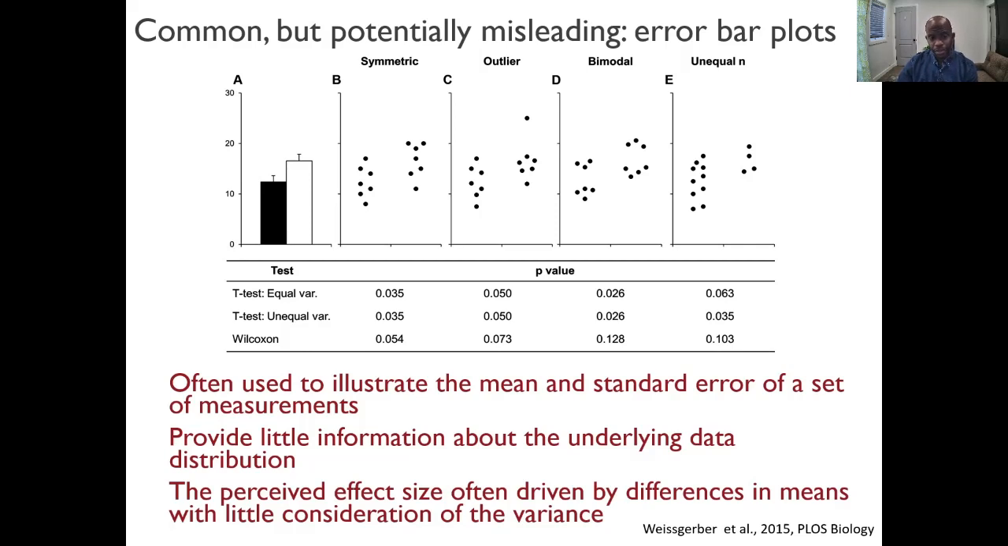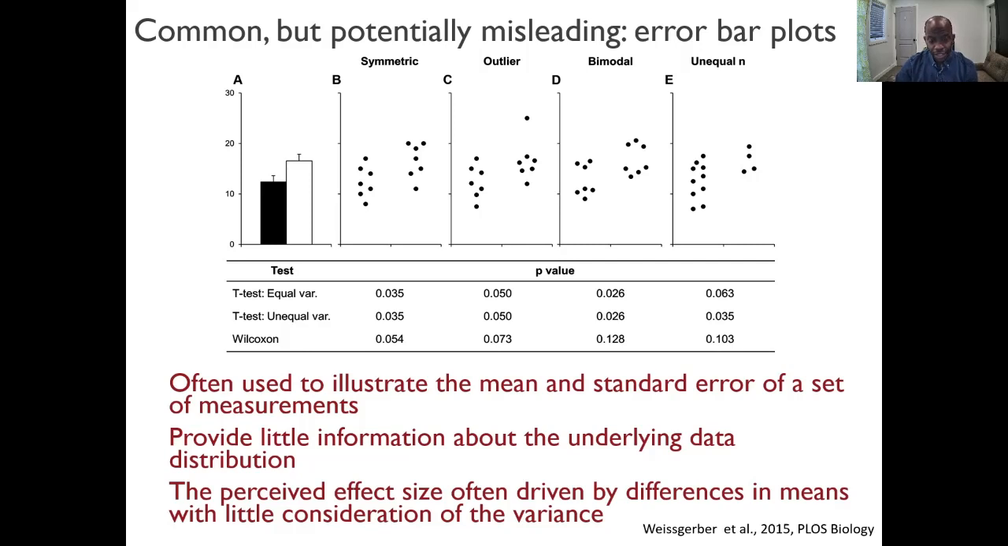But one of the main problems with these figures is that they provide very little information about the underlying data. So in this example figure taken from the paper highlighted at the bottom here, these are different data sets that produce essentially the exact same bar and error bar plot on the left. So you can see that when you summarize your data with just two measures, again like a mean and a standard error, you can miss a lot of information about what's going on under the hood.